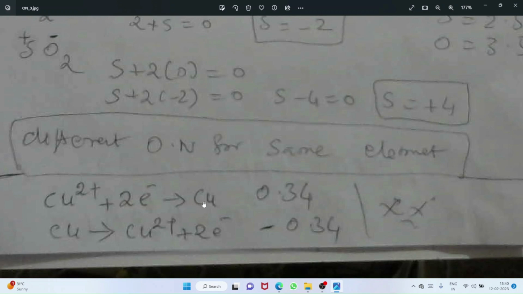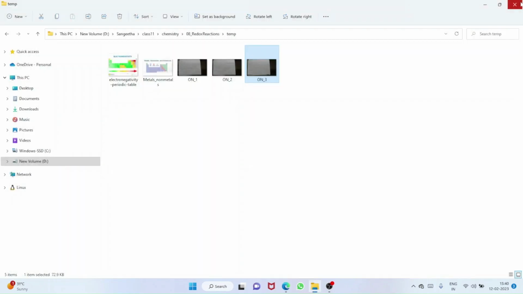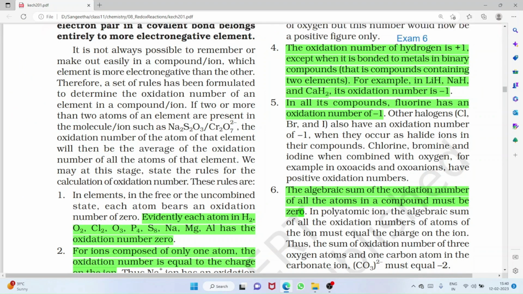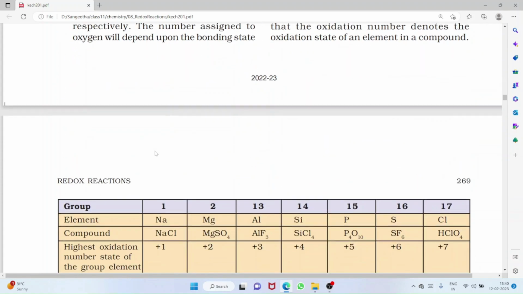Now one more thing I want to show you, in the reduction potential: copper 2 plus accepting 2 electrons yielding copper, reduction potential 0.34 volt. If you write the reverse reaction, that is Cu equal to copper 2 plus plus 2 electrons, then the sign of this potential will get reversed. So positive 0.34 will become negative 0.34. Okay. Now I'll show you how you balance the redox reactions, from the book. I'll show you that example in the book.